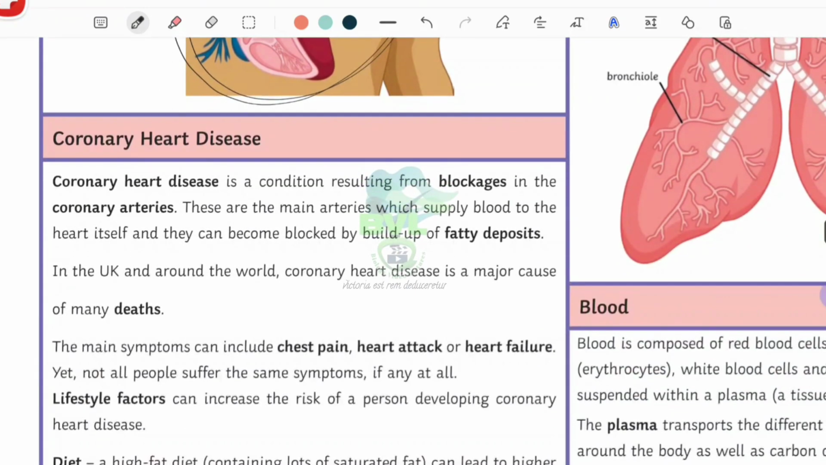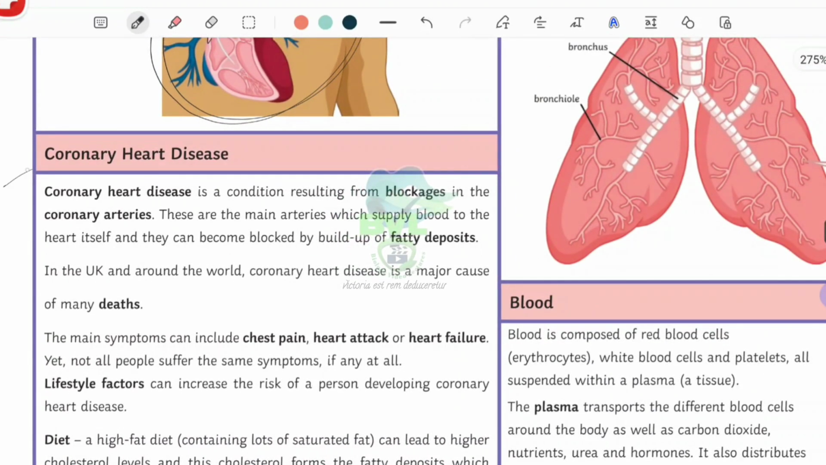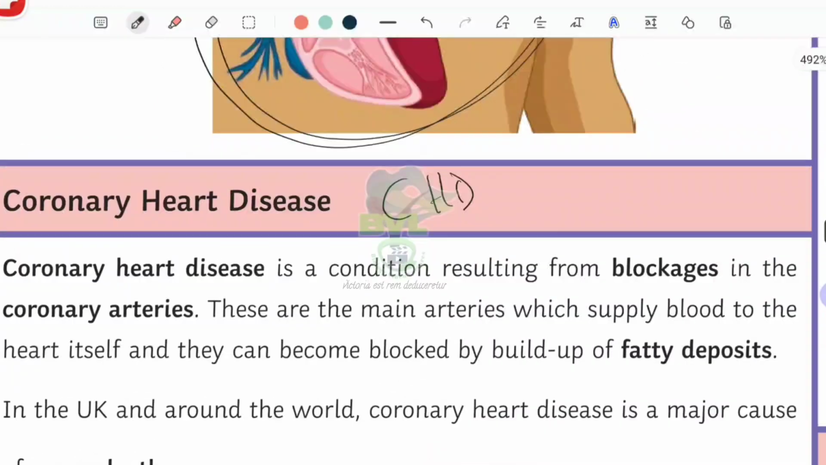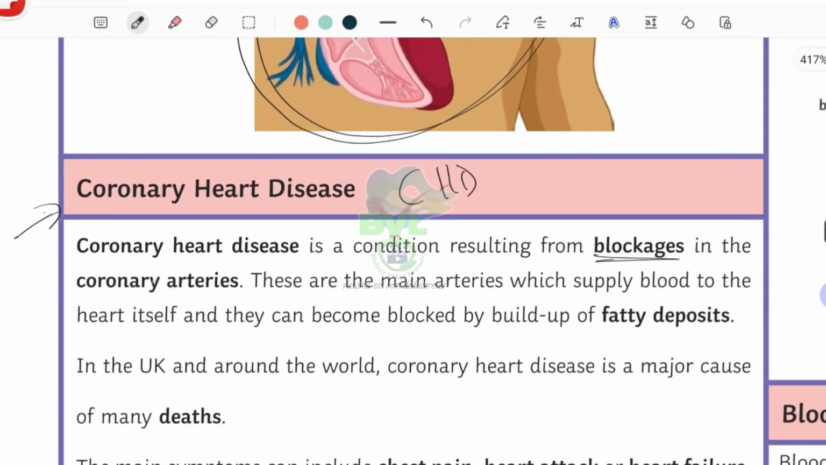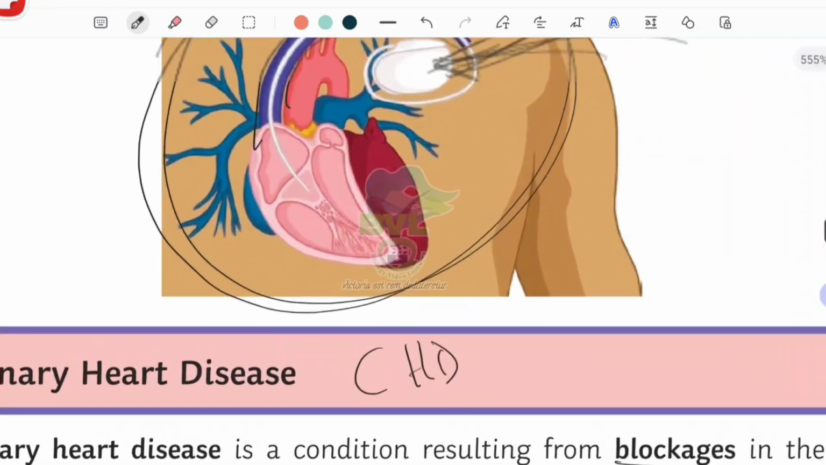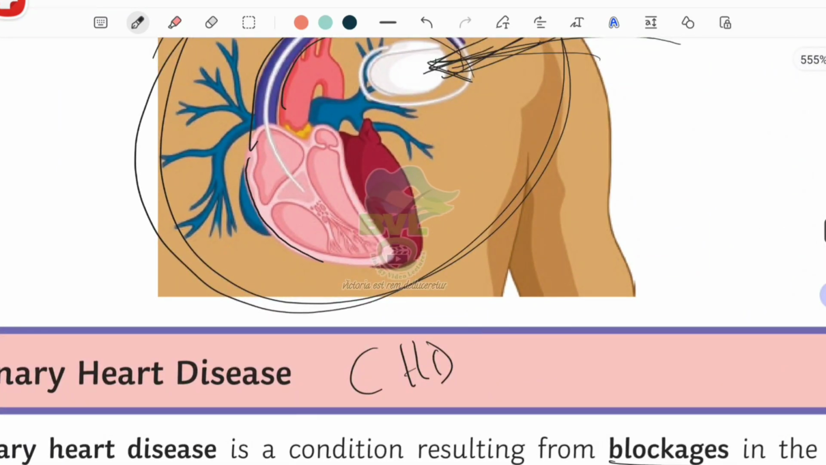The next item on the list is coronary heart disease, short form CHD. CHD is usually when there's a blockage in the coronary artery. The coronary arteries are the blood vessels that supply the wall of the heart. I think I have a video on that. You can check my channel on that.